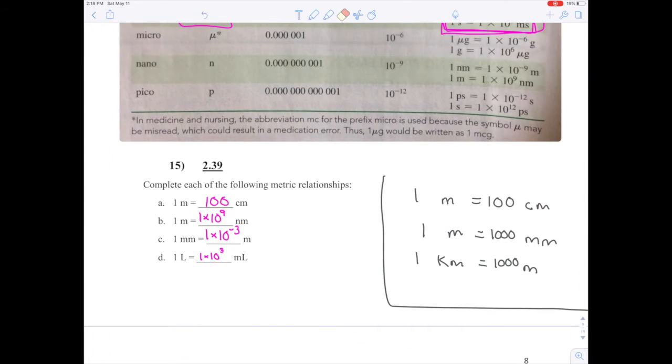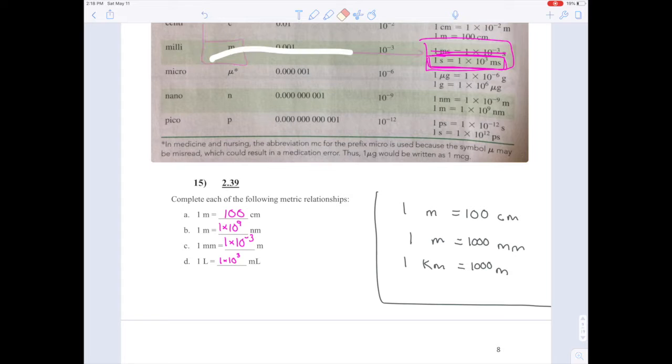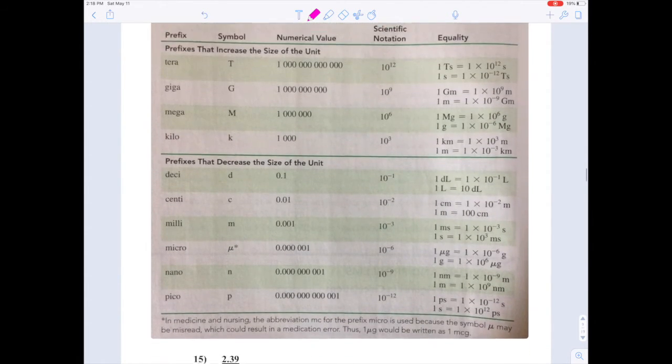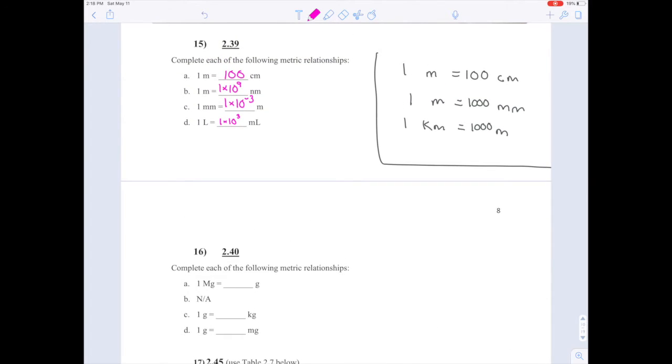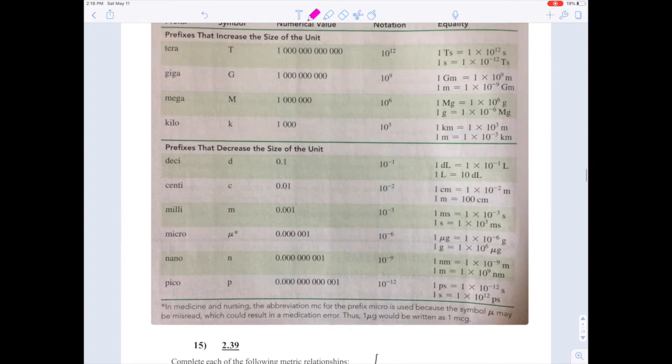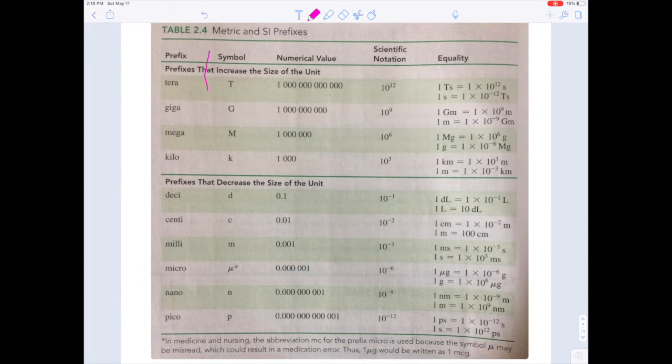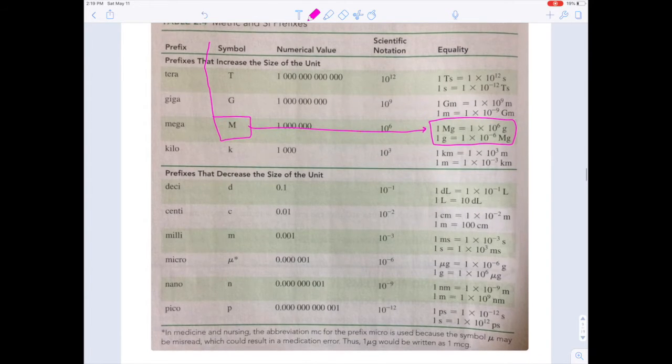So that's 15. 16 is essentially the same thing. So we'll go through that one just to reinforce our thinking. So for 16, it says, complete each of the following metric relationships. Again, we're going to look for the prefix. Here it's a capital M. So we go up here, go to the symbol column, we see capital M is mega. So we're going to go to the right, choose between the two equalities. We have to choose between those two.